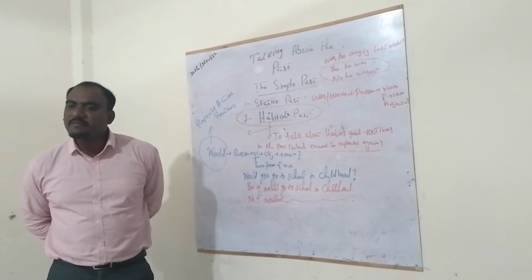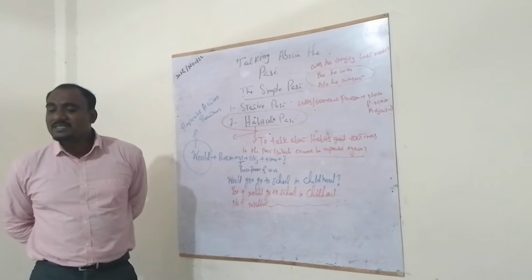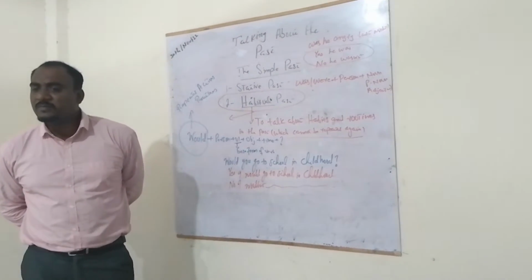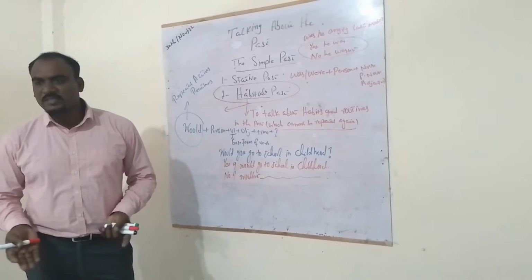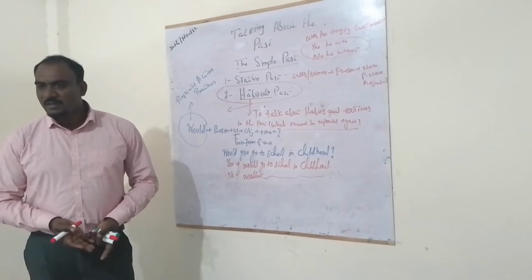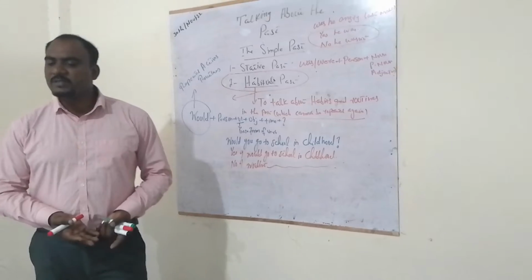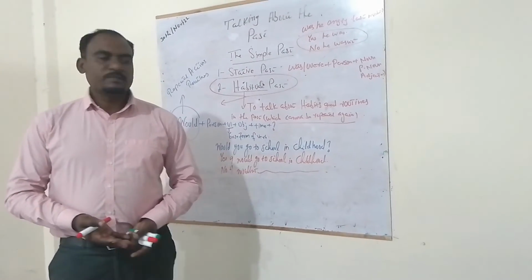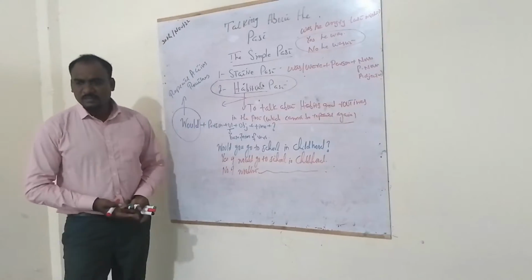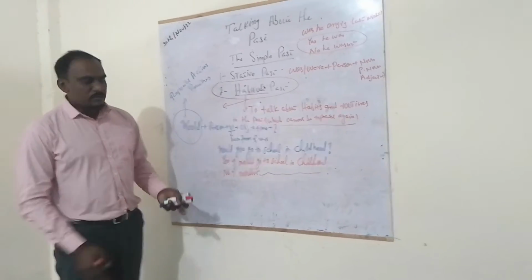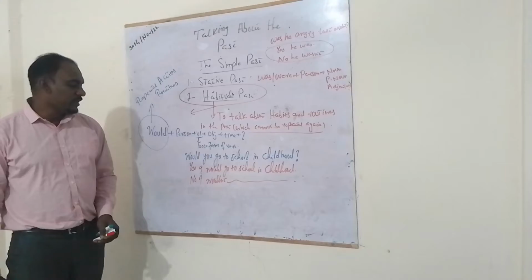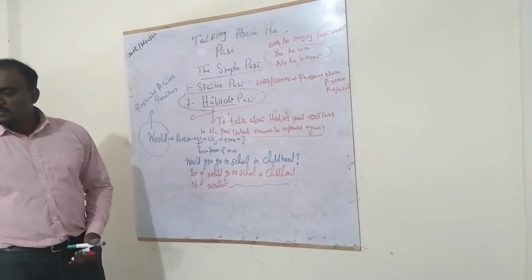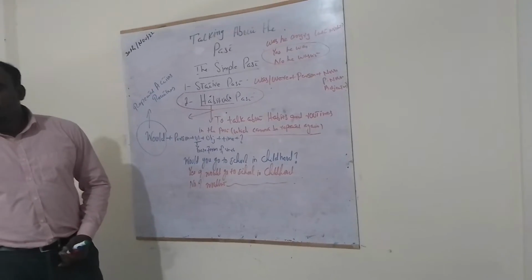You shouldn't say, yes, I went to school in childhood. Yes, I would go to school in my childhood. Would means you went to school again and again. It wasn't a matter of just one day. You were a student at a particular school and you went there again and again. Right? So you should say, yes, I would go to school in childhood. Understand?